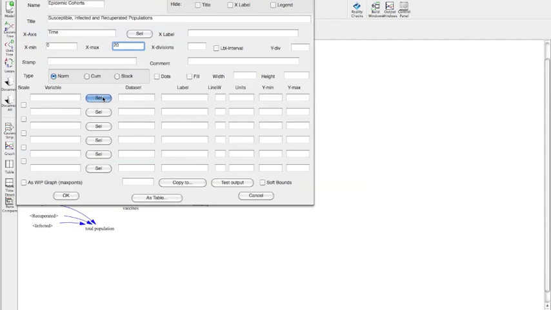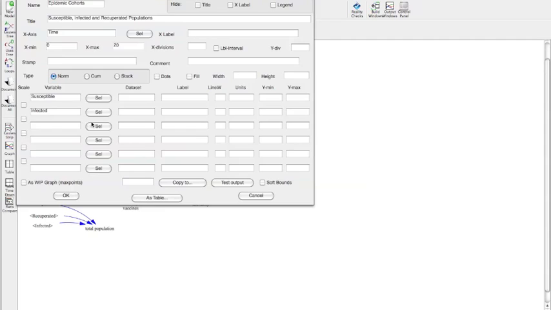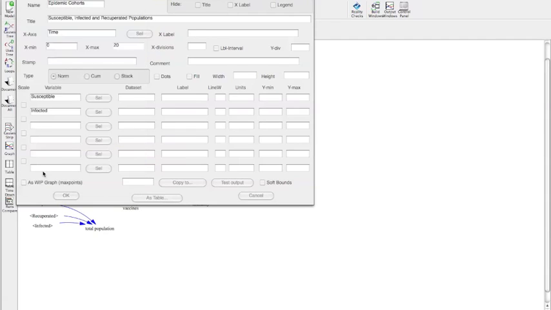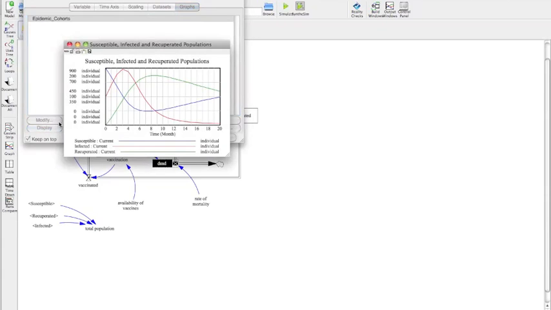Let's select the 3 populations here. Let's look at the susceptible. Okay, that's one variable. Let's look at the infected, and let's look at the recovered or the recuperated. Okay, let's do that. Let's OK out of this, and let's display it. Select it and display it.